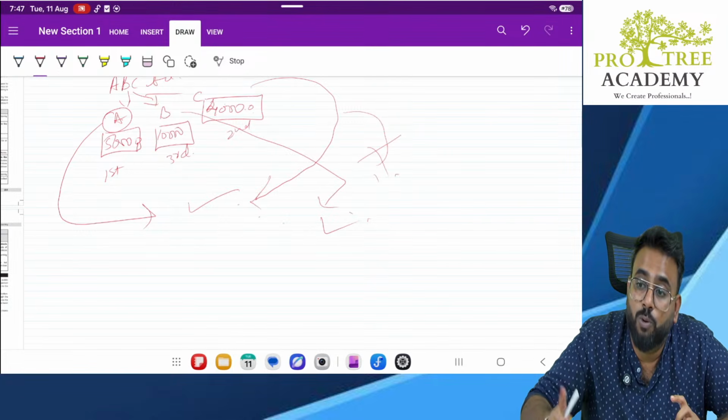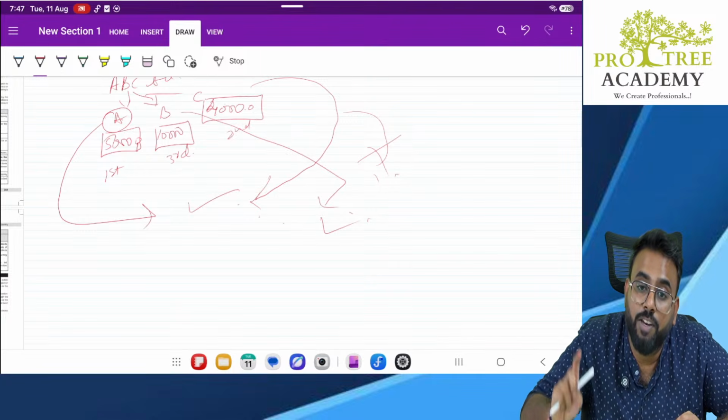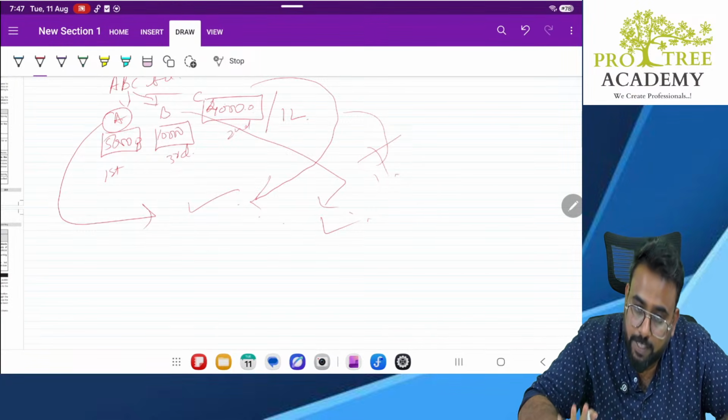Clear? So what they did in company, they said, hold on, wait. How much have you invested? 50,000. What is the total capital? 1 lakh. Out of 1 lakh, you have invested 50,000. No?